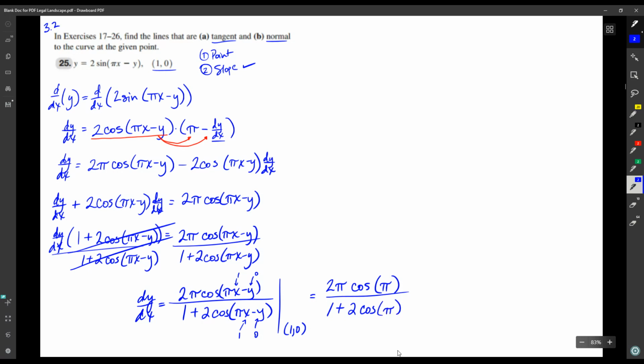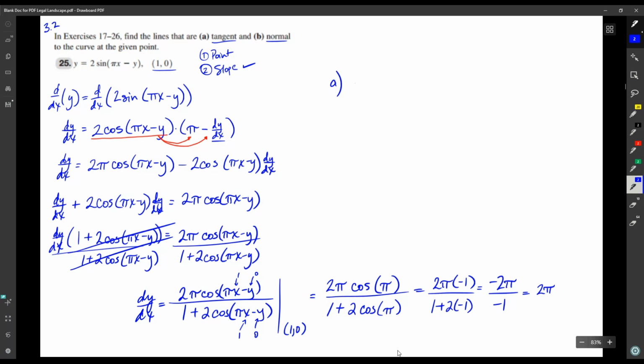Well, the cosine of pi is negative 1. So now we have 2 pi times negative 1 over 1 plus 2 times negative 1. That leaves us with negative 2 pi in the numerator, and in the denominator, negative 1. So finally, we have a simplified slope of 2 pi. So let's write our answer.